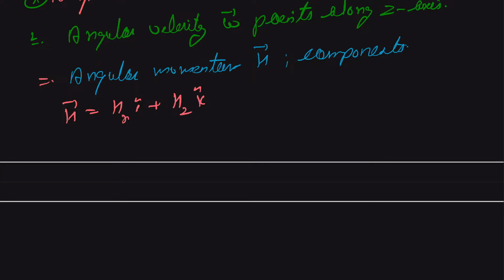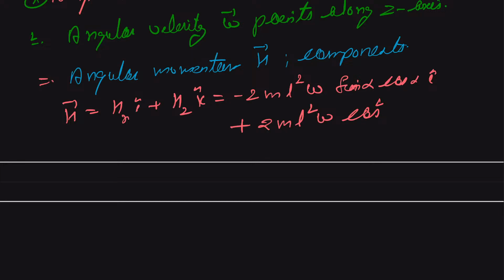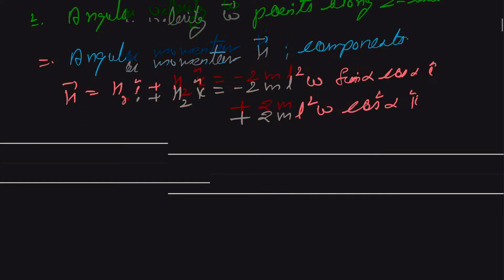So we can substitute and get this as our h of x will be equal to minus 2m L square omega, and this is our sine of alpha cos of alpha i unit vector plus 2m L square omega, and this is our cos square alpha and our k unit vector, and our theta is the angle between omega as well as our h.